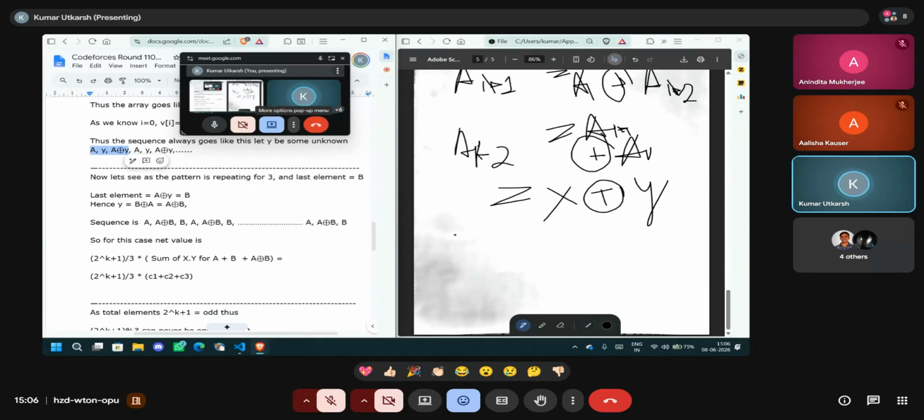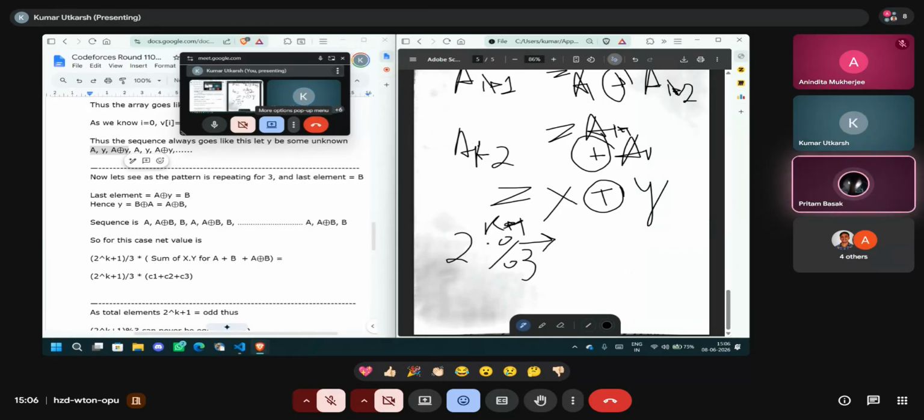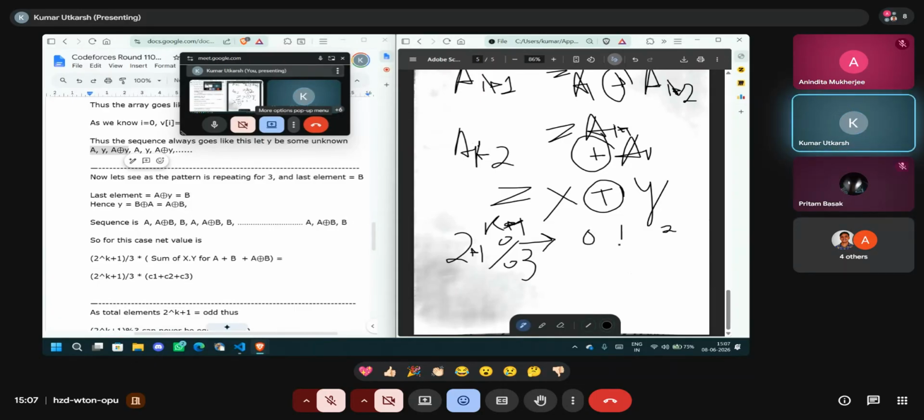Think of a case where 2 to the power k plus 1, what are the possible values it can have? Just tell me, both of you, what are the possible values if I do a mod of 3 with it? It can have three values. Which values? 0, 1, and 2, right?